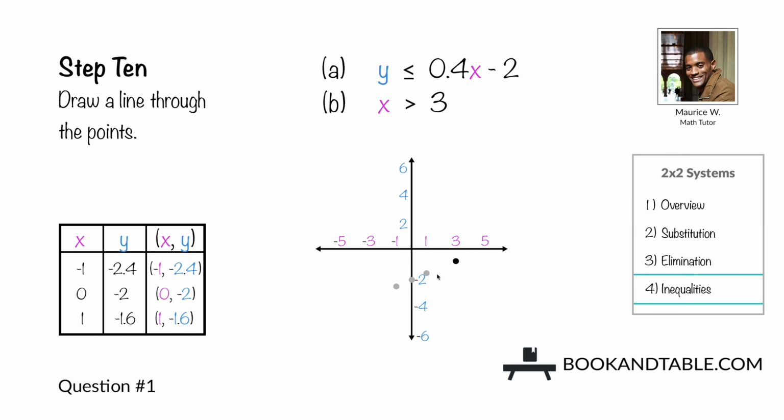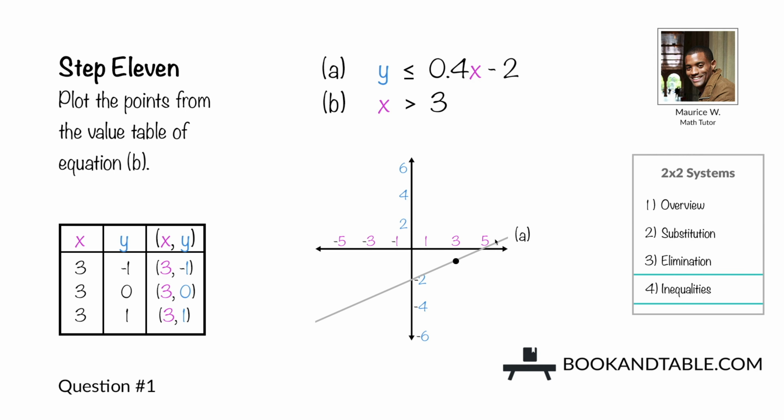So step 10, draw a line through the points. And it's a solid line since we have less than or equal to. The equal to lets us know that it should be a solid line instead of a dotted line. So this line is for inequality A. Now let's repeat the process for B.